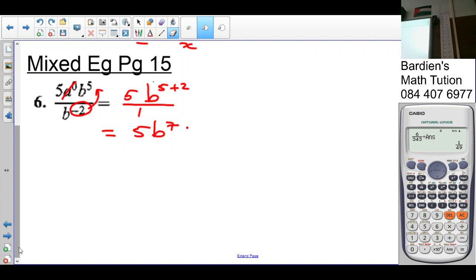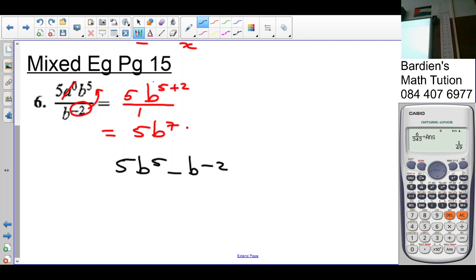Anybody else that did something else? Yes, Michael? So you said 5b^5 minus b to the power of -2. Where did you get that from? You did it like this, but not like this. 5 minus 2, in the exponent.